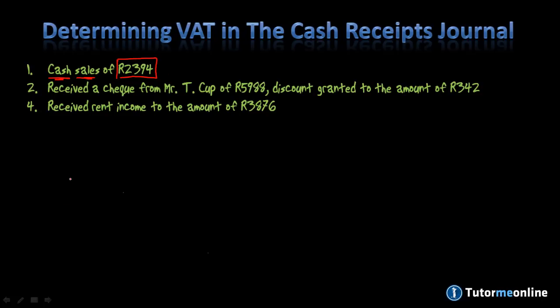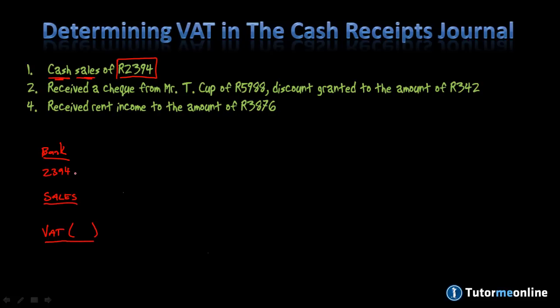So let's determine which ledger accounts we are affecting. We know that this was cash, so that automatically tells us that we're dealing with the bank account. The amount that went into the bank was, of course, 2394. Then we're dealing with sales, so this affects our sales account. And then the VAT portion that we need to work out, we need to determine whether this was VAT input or output, and then what the portion was of that amount.